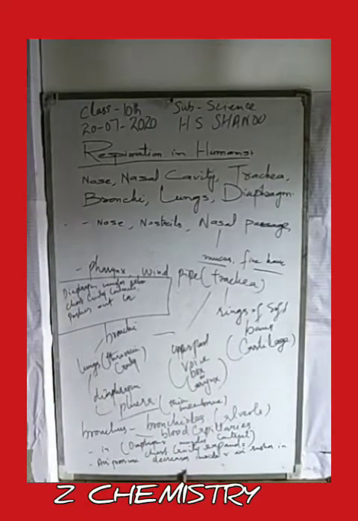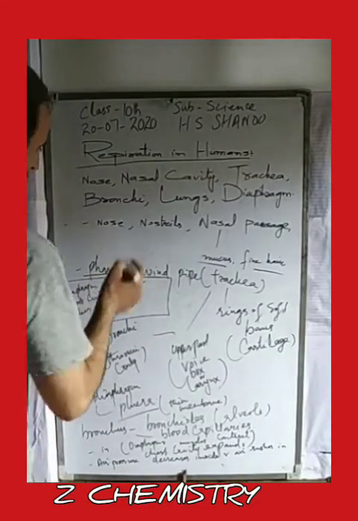Then there are basically two passages: one is the nasal passage, and the other is the passage through which food moves. These two openings meet at a point, and the part up to the trachea or windpipe is called the pharynx. We can say that the pharynx separates the windpipe from the food pipe.